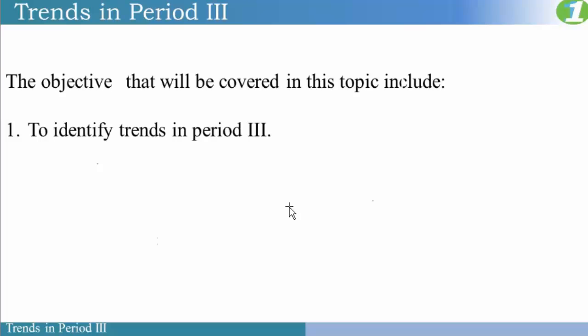Today's objective will be to identify trends in period 3. We will be looking at trends such as atomic radius, ionic radius, electronegativity, metallic characteristics, oxides formation, and melting points. Let's begin.